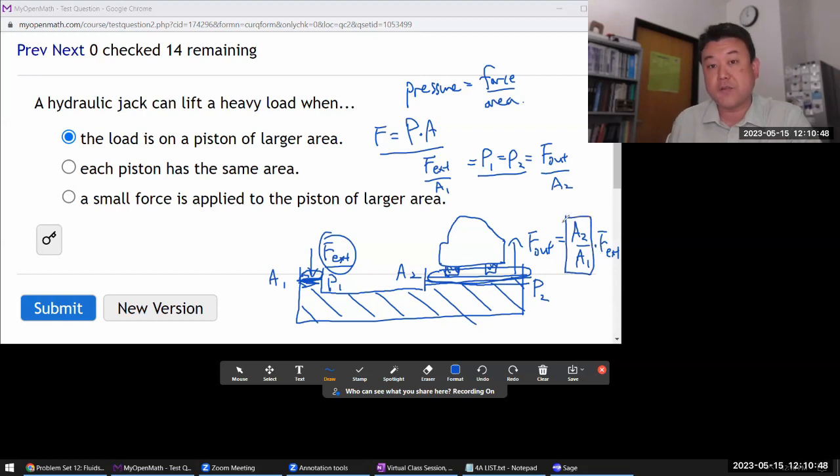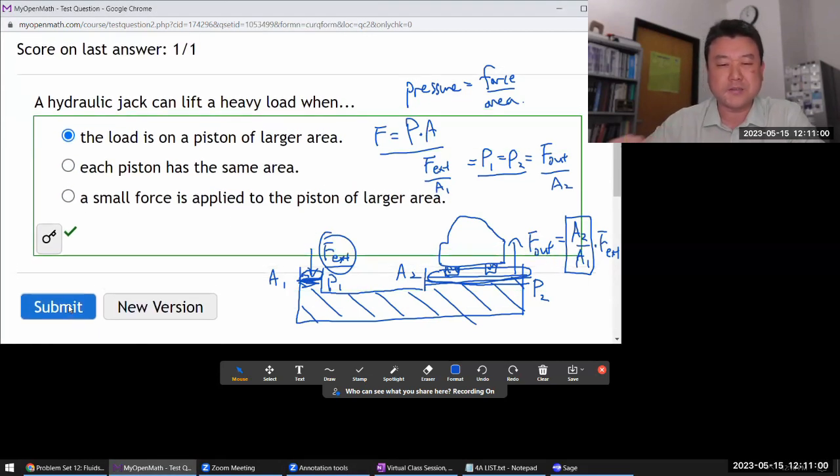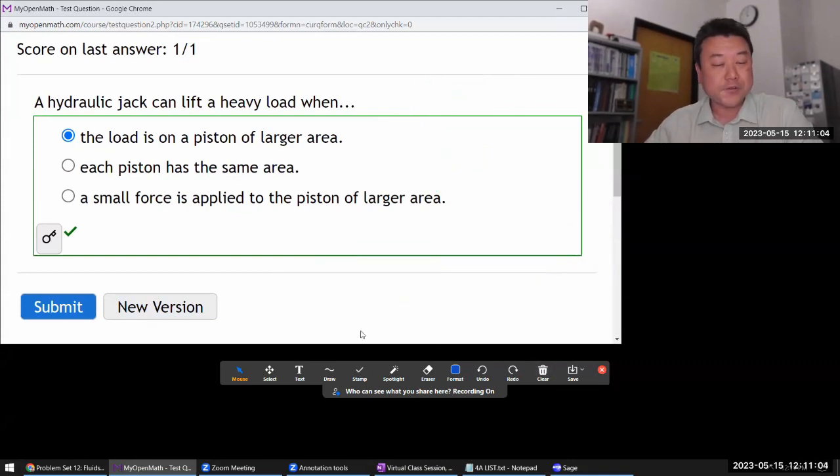This is the mechanical advantage. So for all this to work, this A2 should be larger. So the load is on the piston of larger area. Again, you should be able to find this in the textbook, so you don't have to go through all this reasoning. Although you could.